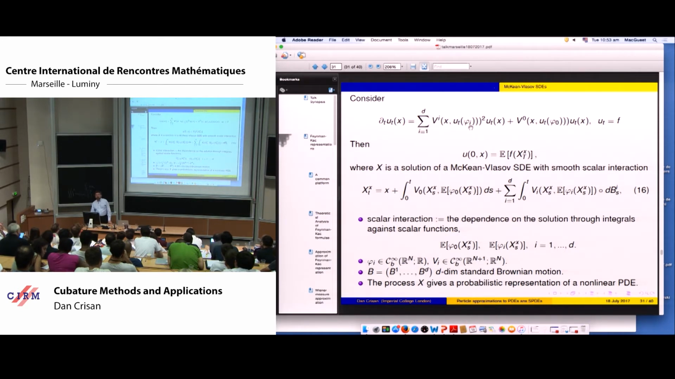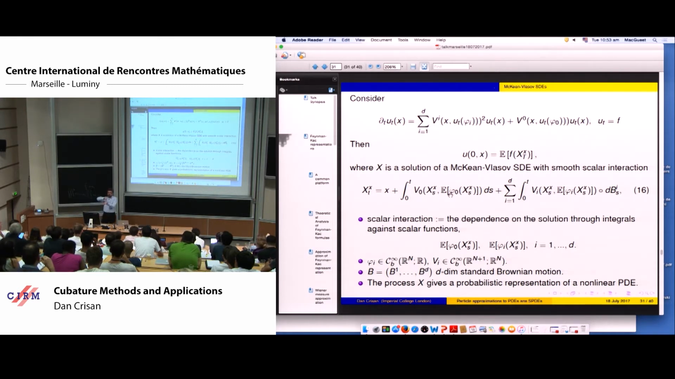So if you now want to compute the corresponding Feynman-Kac representation, it is going to be given in terms of a nonlinear diffusion. So now you'll have a stochastic flow where each of the coefficients depends on the flow itself, but also on some expected value of some functional of the solution itself. So what you have in here is an integral of phi with respect to the law of the process itself.